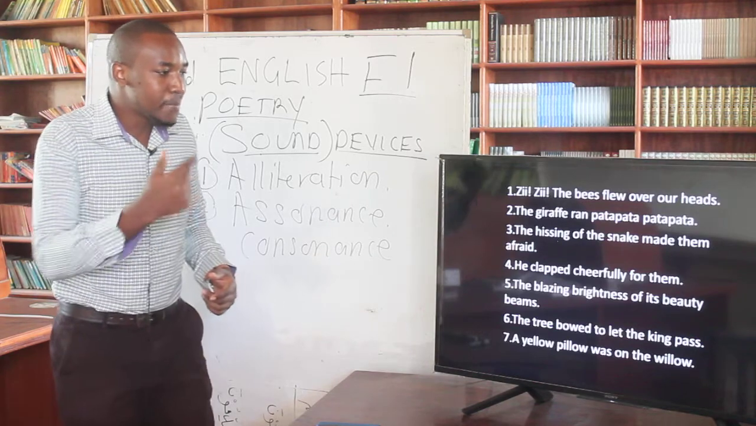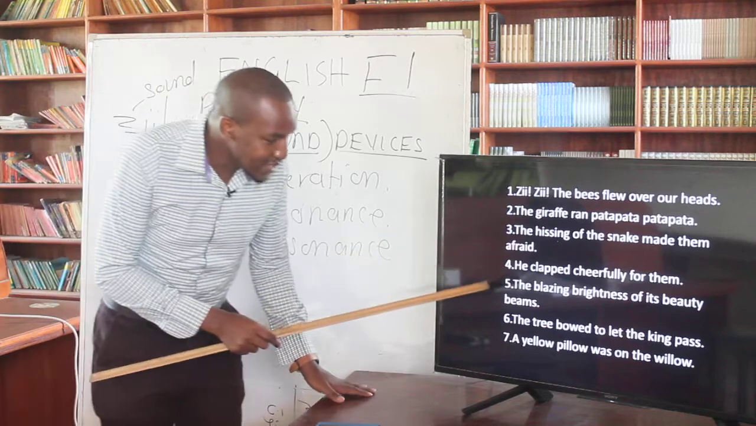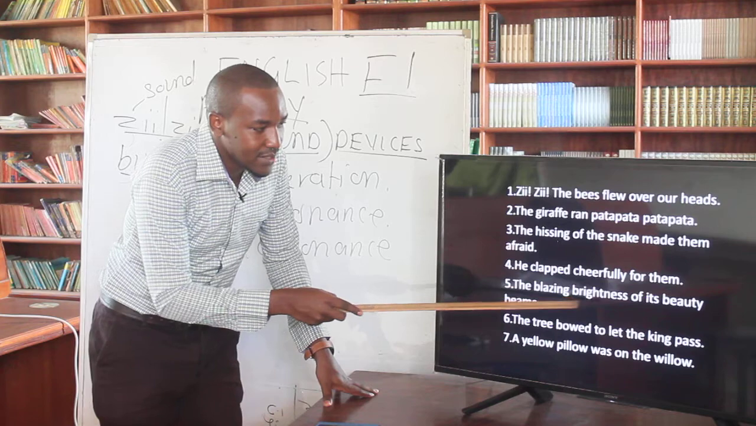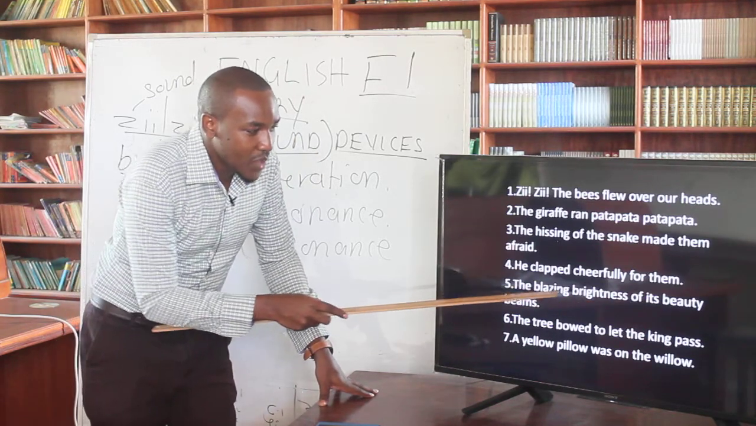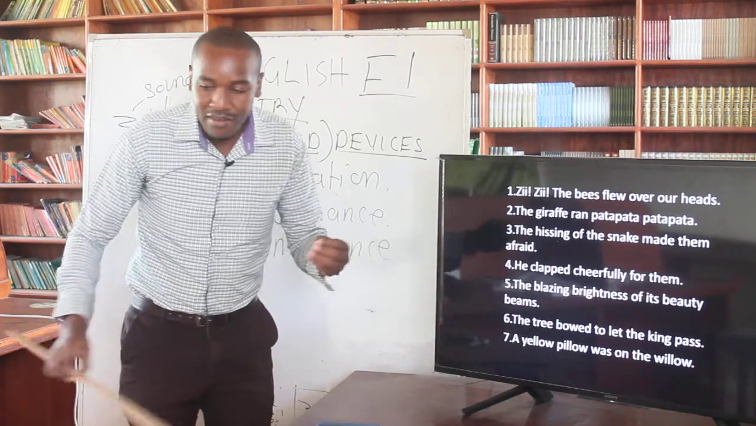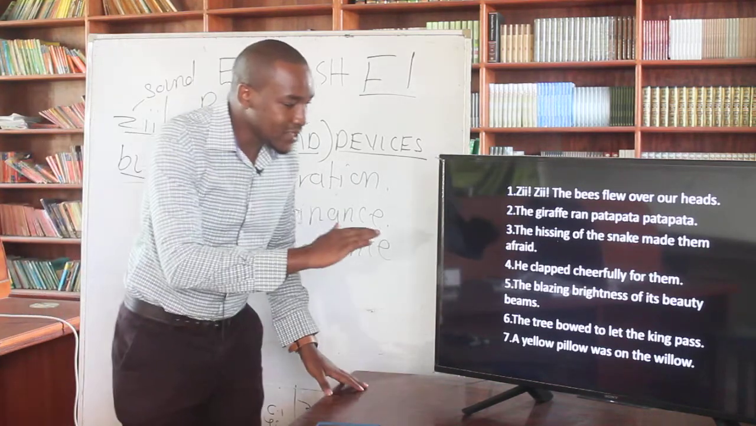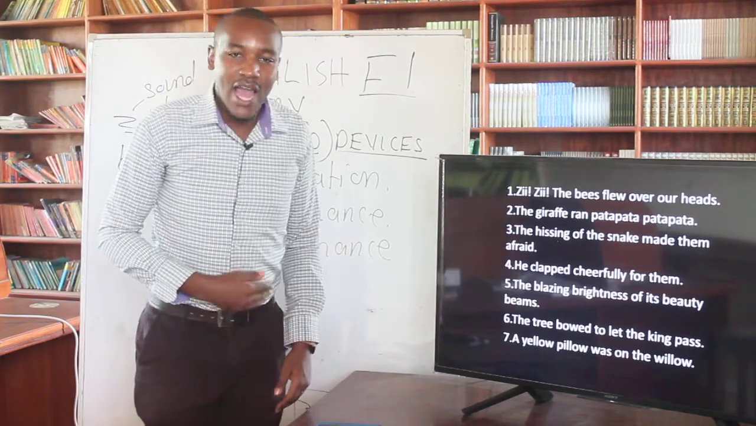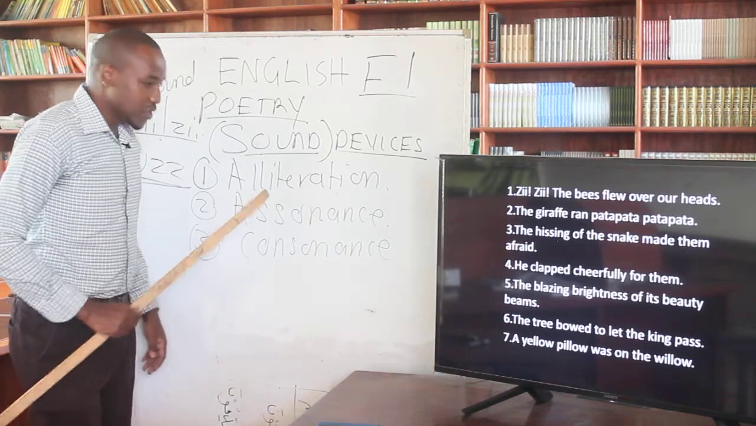Now, the blazing brightness of its beauty beams. If you look at this sentence: blazing, brightness, beauty, beams. So we have the sound starting in words which are in close proximity in the same line or in the same sentence. So that is now referred to as alliteration.